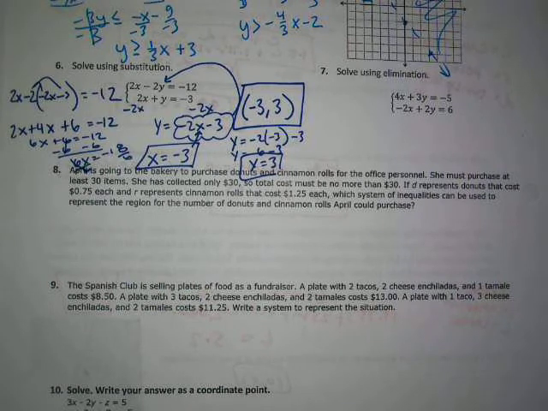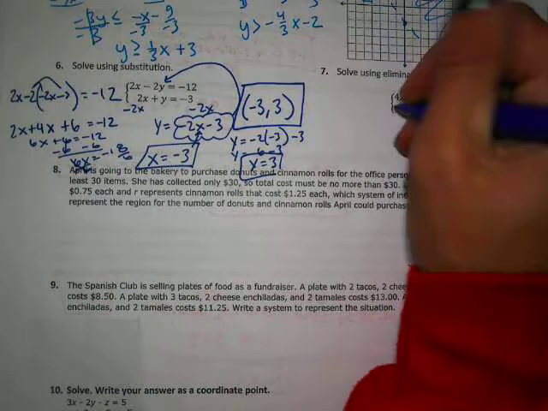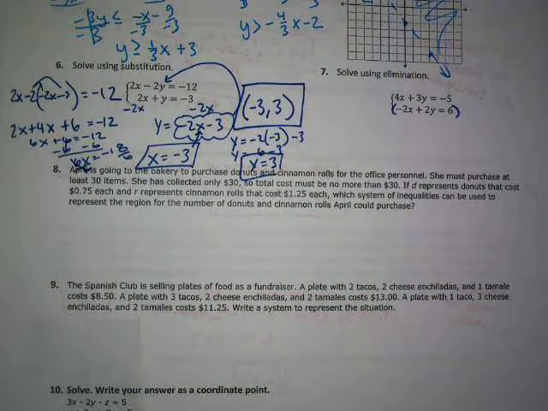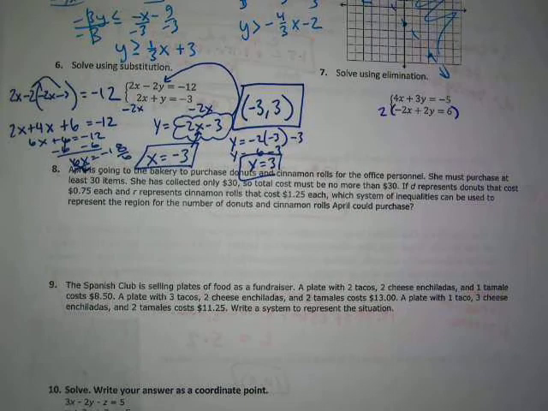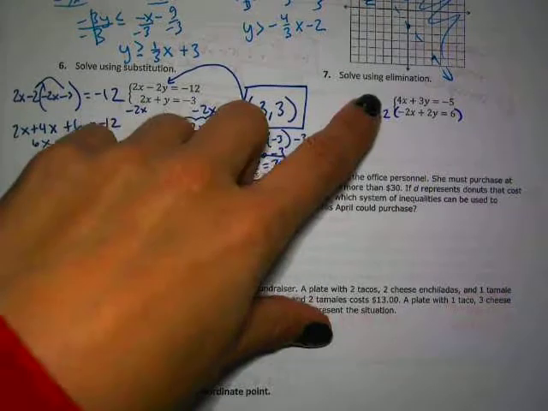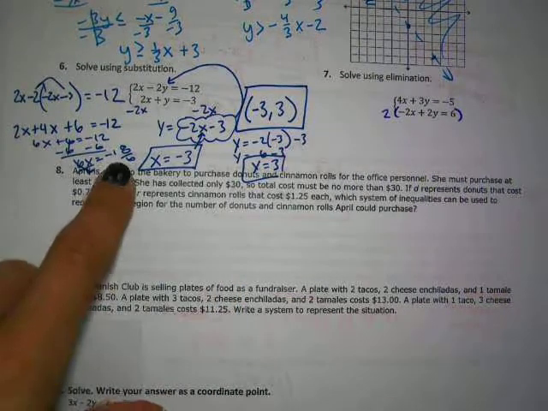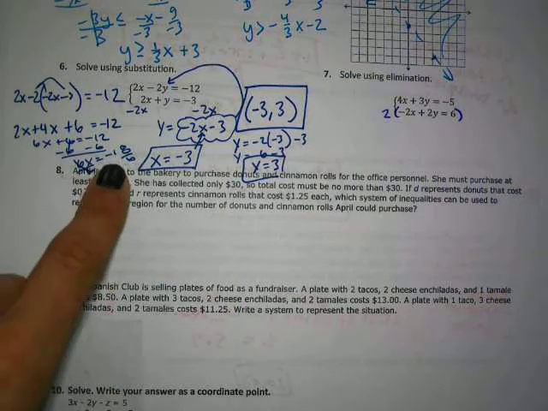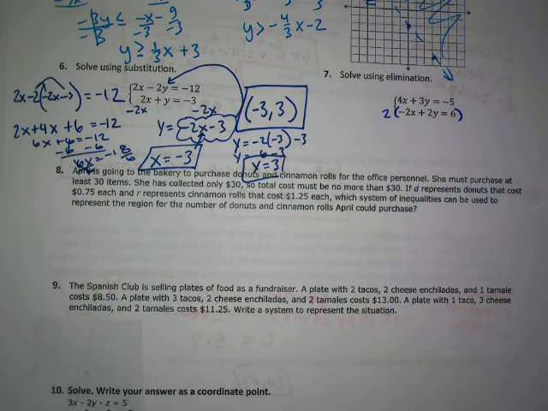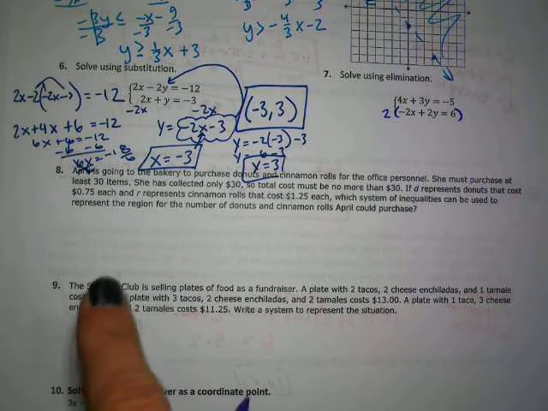Alright, for elimination, I'm going to eliminate a variable. So I'm going to multiply the whole second equation by 2 so that my x's eliminate. Double negative, so you add them. Any other questions about the substitution one?